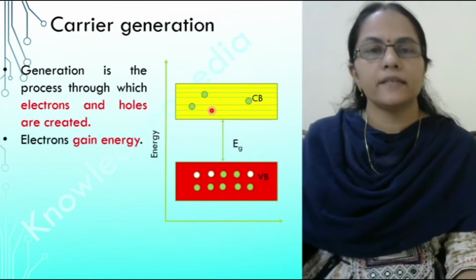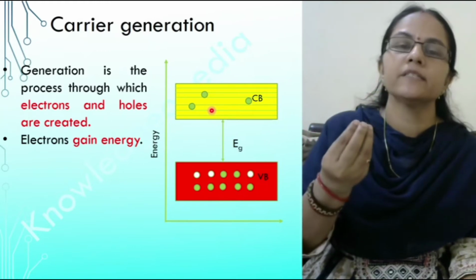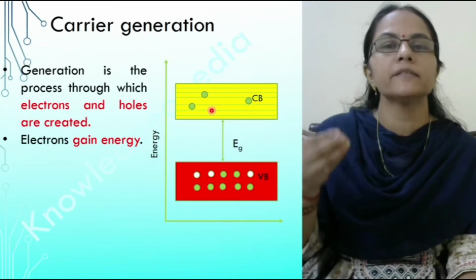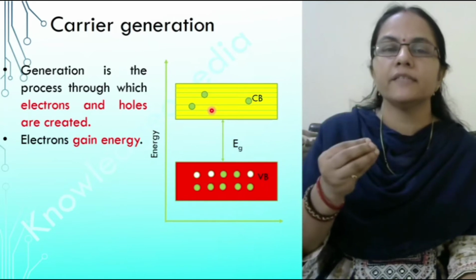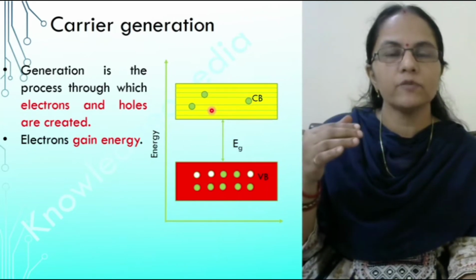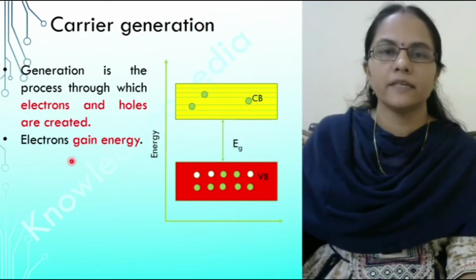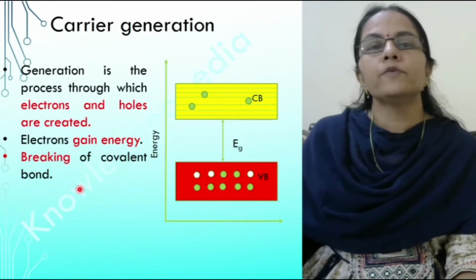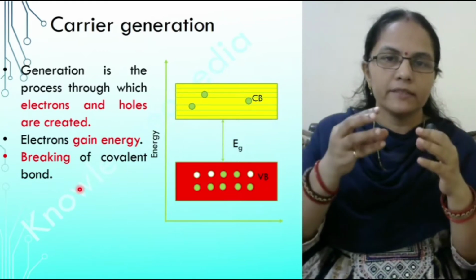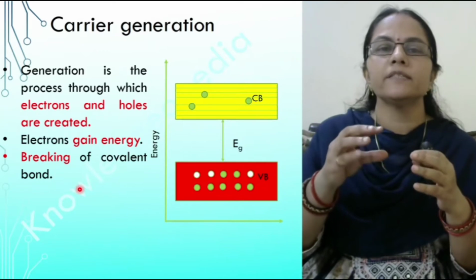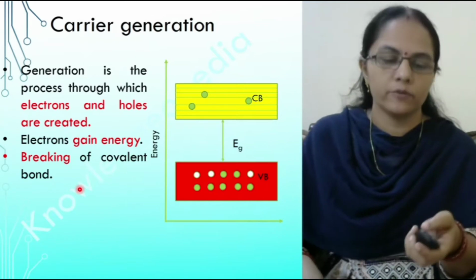How is the electron moving from valence band to conduction band? Because it is getting some extra energy, that may be from light energy, thermal energy, or some radiations. Whenever it is getting some extra energy which is either equal to Eg or more than Eg, it will move to conduction band. That means electrons are gaining energy. Breaking of covalent bond: as I showed you in the previous slide, whenever the electron is getting an extra amount of energy, there is a breaking of covalent bond, because of which we are getting these electron-hole pairs.